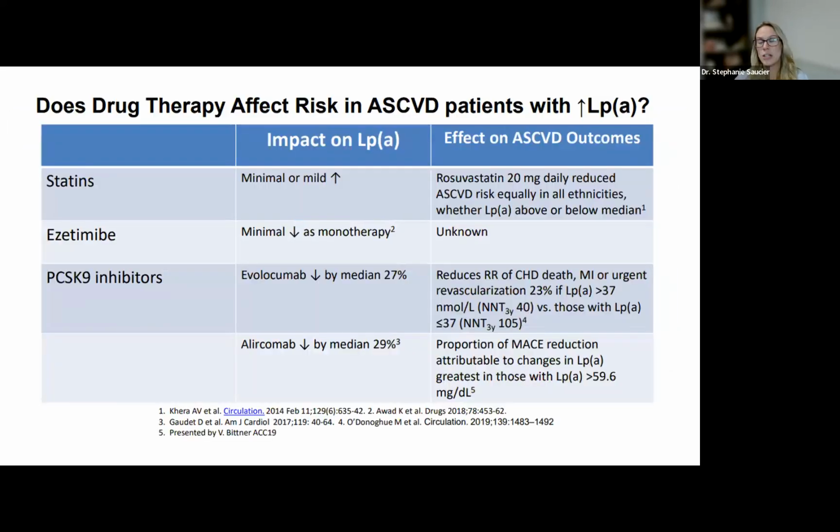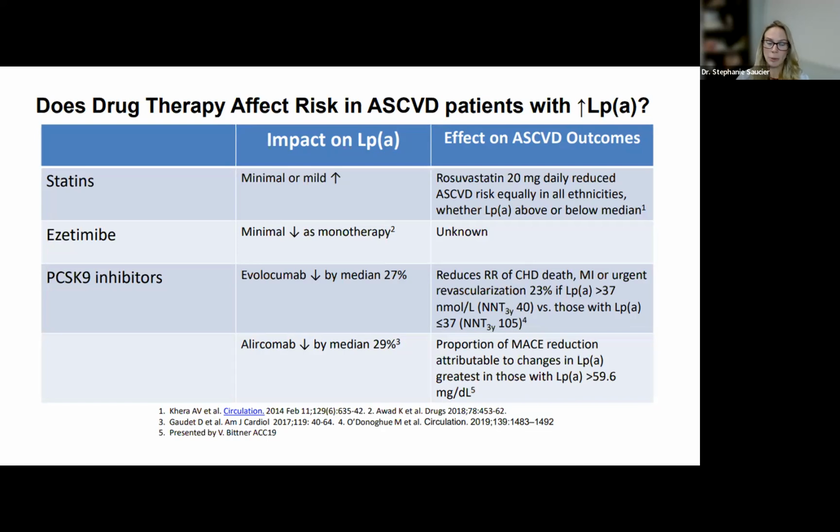Now, what about all the other drugs that my patient was on? She tried statins, we had her on a PCSK9 inhibitor, we had her on ezetimibe. Well, statins cause a minimal or mild increase in Lp(a). However, rosuvastatin 20 milligrams daily reduced ASCVD risk equally in all ethnicities, whether the Lp(a) was above or below the median. Ezetimibe had a minimal reduction of Lp(a) level as monotherapy, and we don't know the effect on ASCVD outcomes. The PCSK9 inhibitors, as I just illustrated, evolocumab decreased Lp(a) levels by a median of 27%, and reduces the relative risk of coronary heart disease death, MI, or urgent revascularization by 23% if the Lp(a) is greater than 37 nanomoles per liter, with a number needed to treat of 40, versus those with an Lp(a) of less than 37, with a number needed to treat of 105.